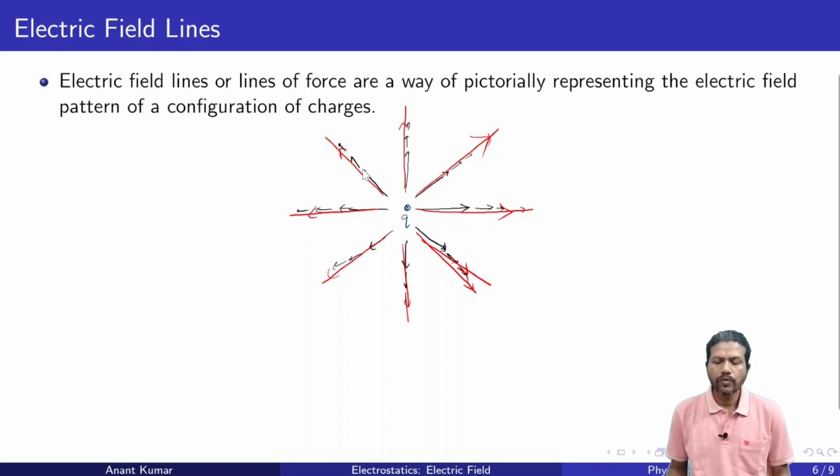However, what we can do is use the number density of the lines, meaning where they are denser. This number density of the lines will encode the information regarding the strength of the field. The number density is the number of lines per unit cross-section area. So basically, the electric field lines, or the lines of force, which is what Michael Faraday used to call them, are a way of pictorially representing the electric field pattern of a configuration of charges.